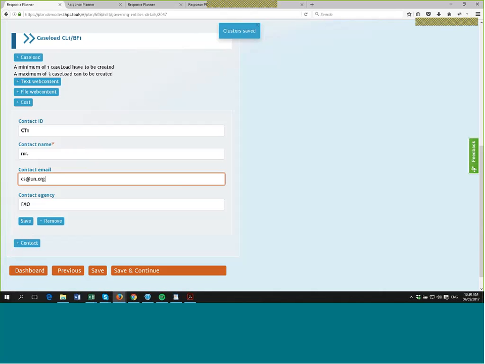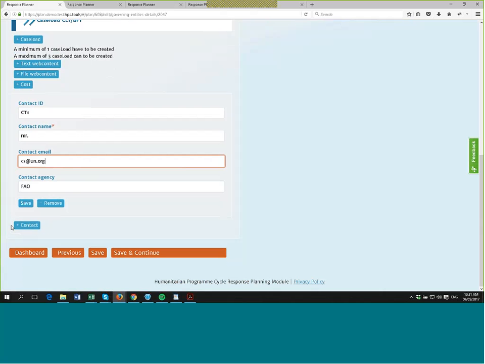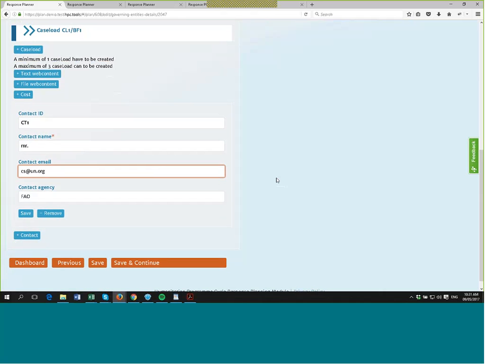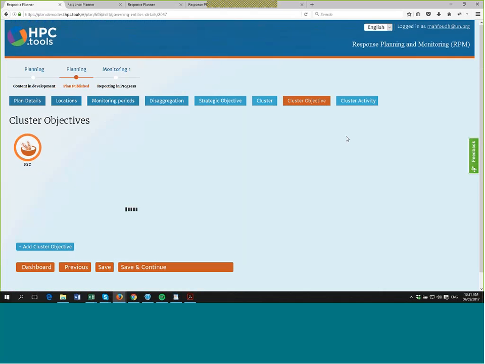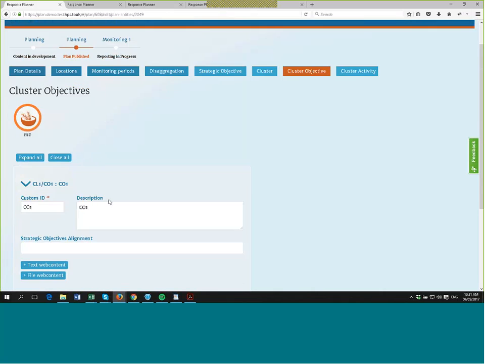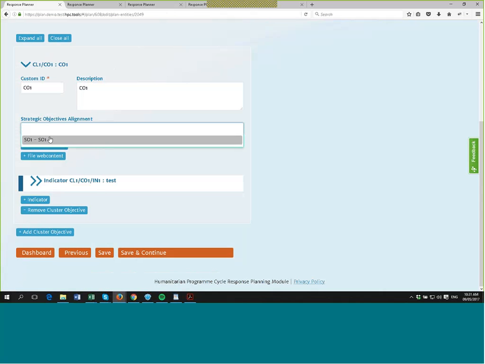Ideally, we would like to pick this from HID soon, but at the moment, you can just put it in there. You can add more than one contact if you actually have to do that. If you feel that you need more than one or something like that, it's possible for us to accommodate that. And then you would move into the next step, which is now putting in your cluster objectives if you have them there, and also linking those to the strategic objectives and all that.